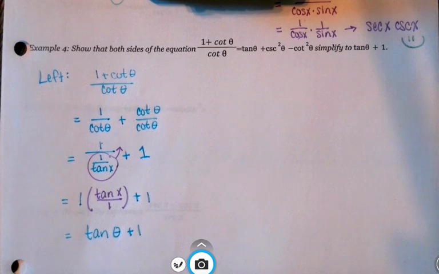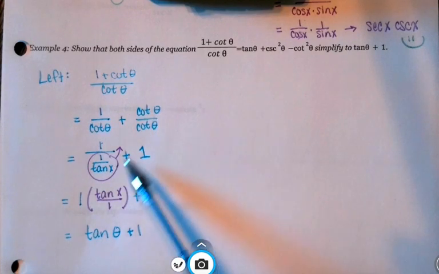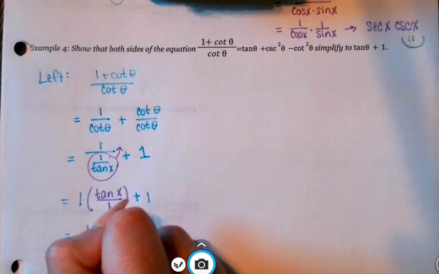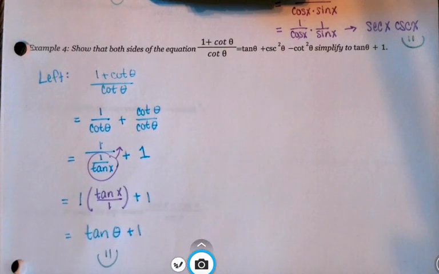plus 1. I also realized I was using theta, and then I switched to x's, and I switched back to theta. I'm sorry. It doesn't matter what your variable is. So we proved that it does in fact get to tangent plus 1.